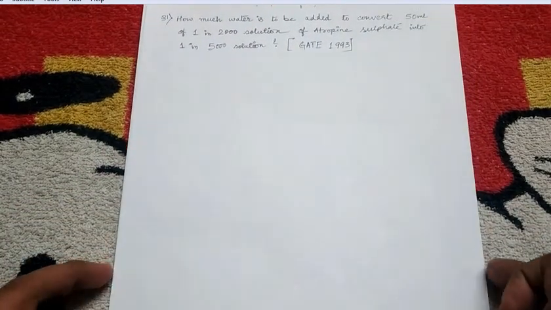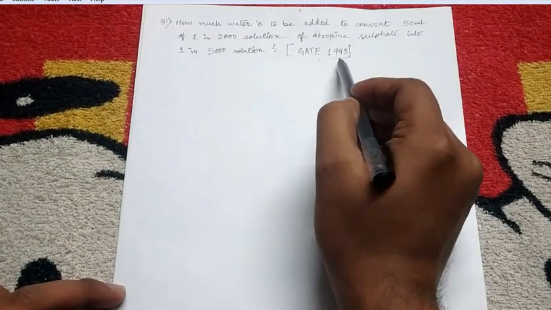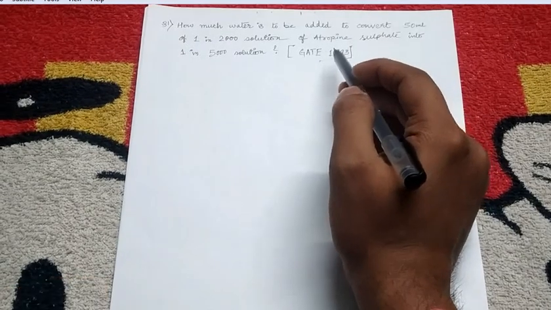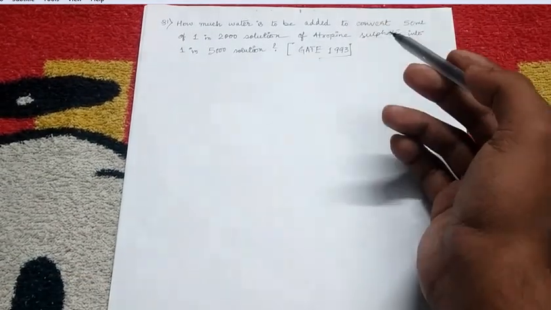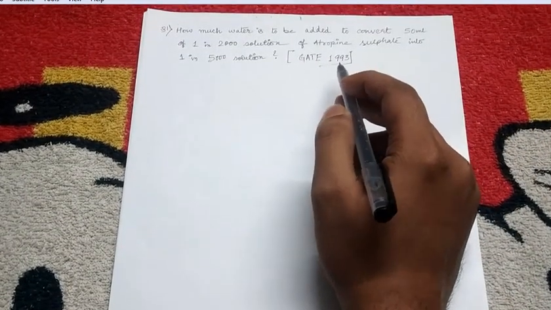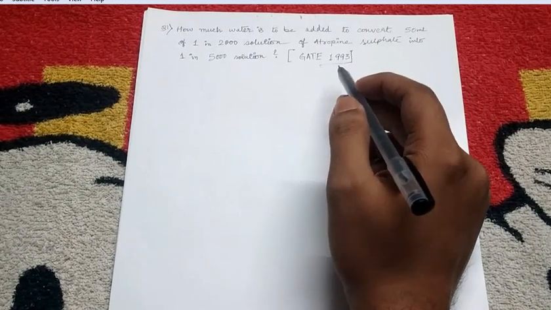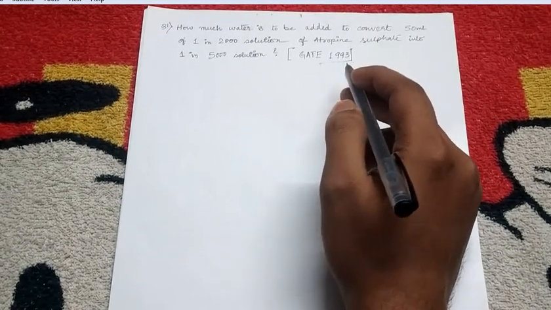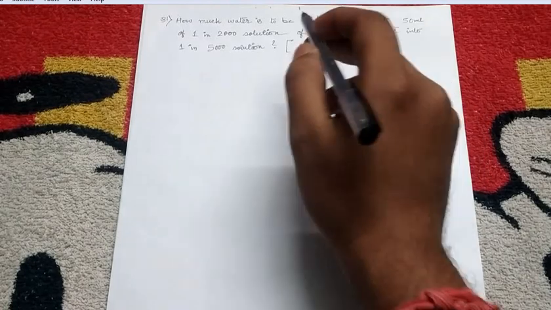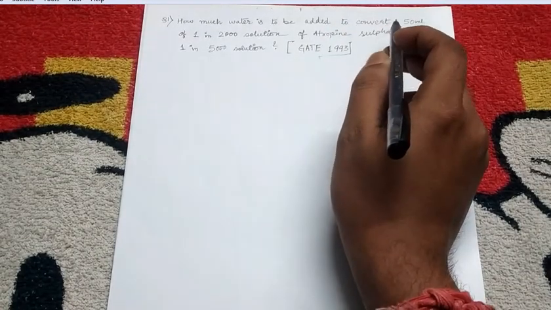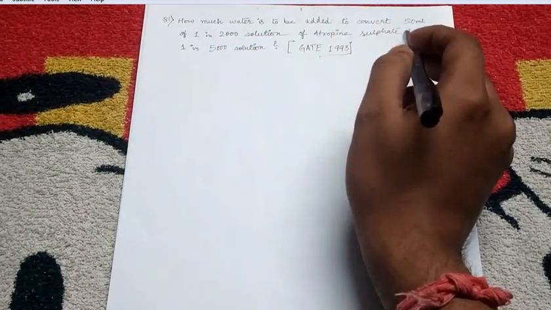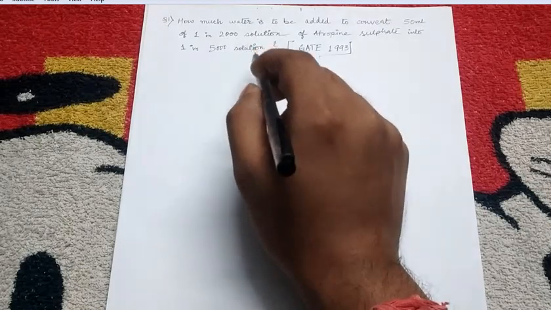Now the first question was present in GATE 1993. Why I have chosen such a question is that it is backdated, but these questions tend to repeat. So these can come in any of the government exams or in GPAT, even in NIPER. So these are also important for us to prepare. Now in this question it is written, how much water is to be added to convert 50 ml of 1 in 2000 solution of atropine sulfate into 1 in 5000 solution.